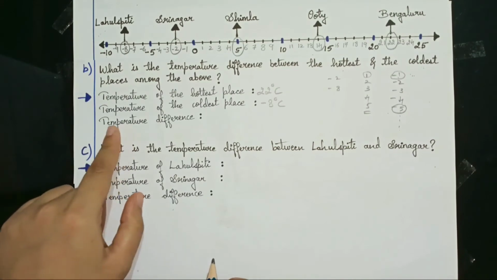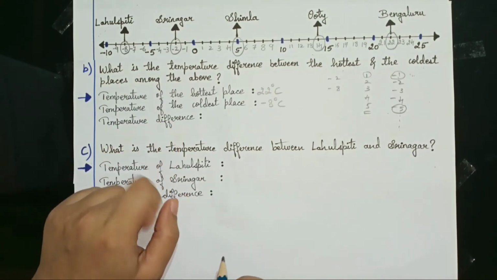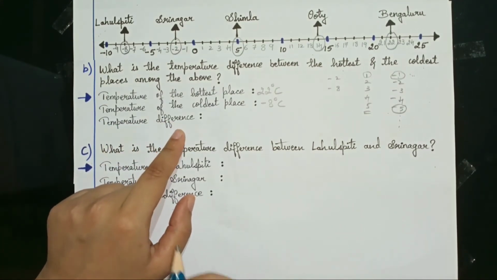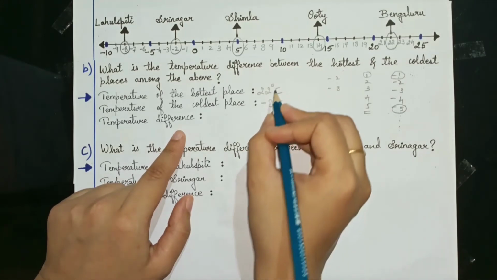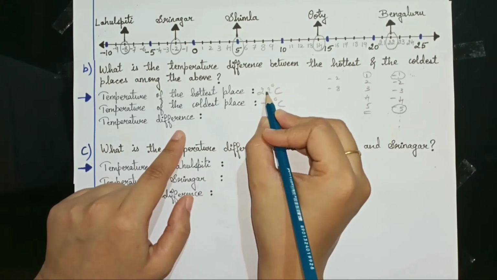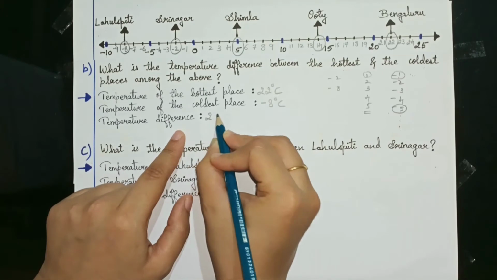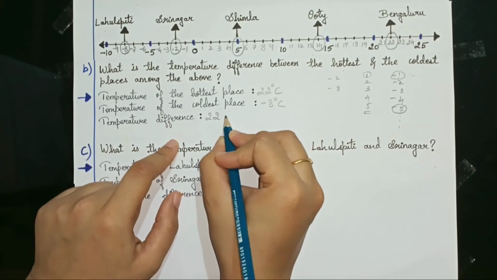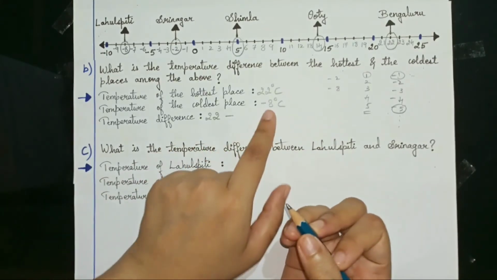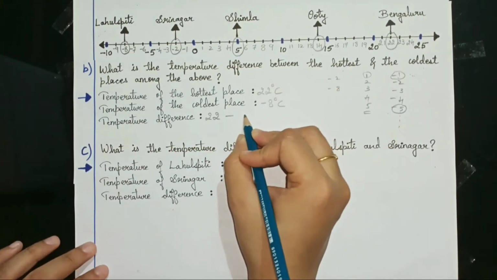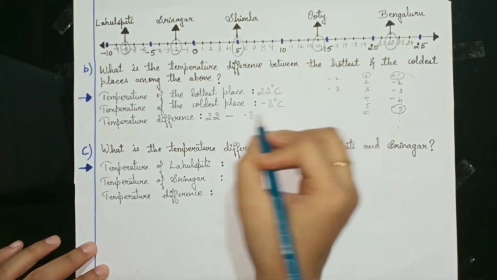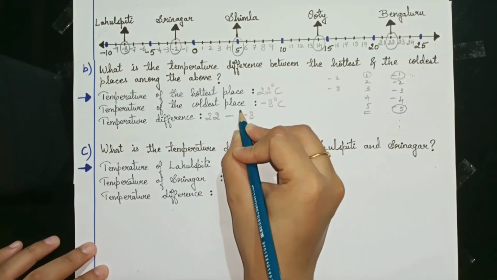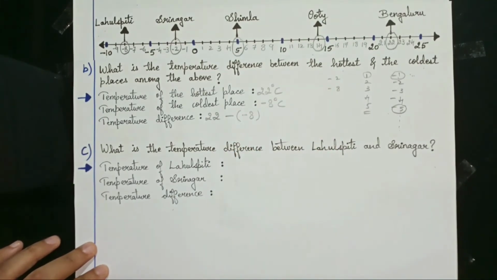Now what they have asked you to find is the temperature difference. Difference means you have to do subtraction, right? So for doing subtraction, first we'll write the greater number here, 22. Then they've asked you to do difference, so I'll write minus. Next, the temperature of Lahul Spiti is how much? -8. Now since there are two minus signs here, let me put this in a bracket.